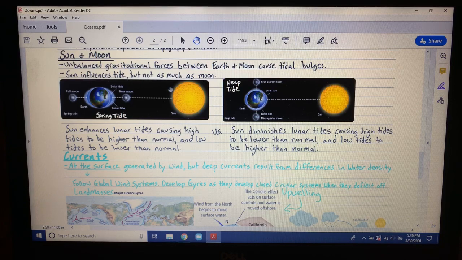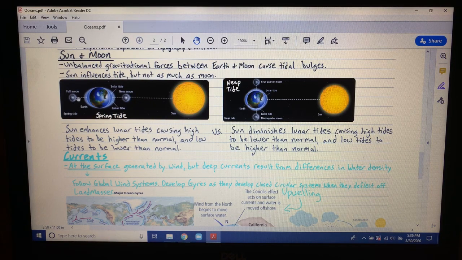And the sun will also influence the tide, as it has a strong gravitational pull. But because the sun is much further away than the Earth and moon are in relation, it's not going to be as strong as the influence of the moon. There are two kinds of tides: spring tides and neap tides. They occur with different phases of the moon.